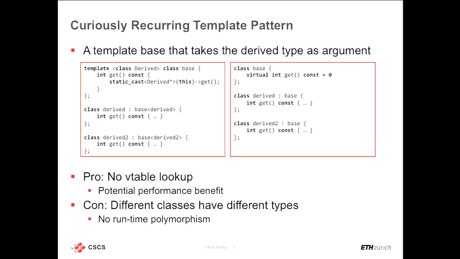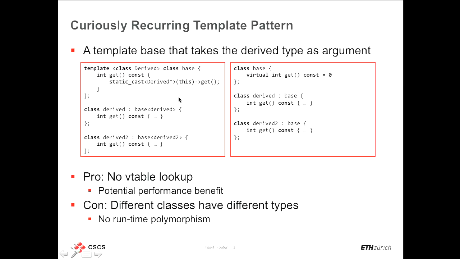In the case of the CRTP, this has to be explicit, so you have to do a static cast to the derived pointer, because the base class now is the base of the derived. So if I want to call the actual implementation, I need to cast it to the derived pointer and call get, and this get will be called in the derived class.